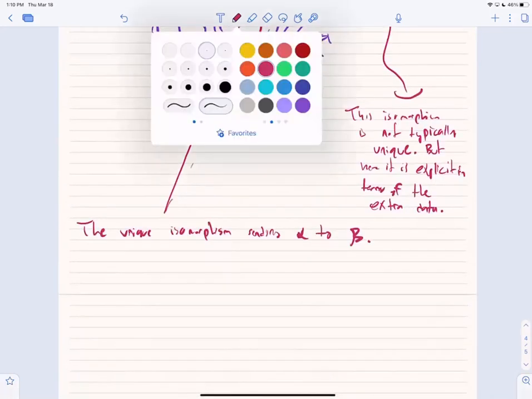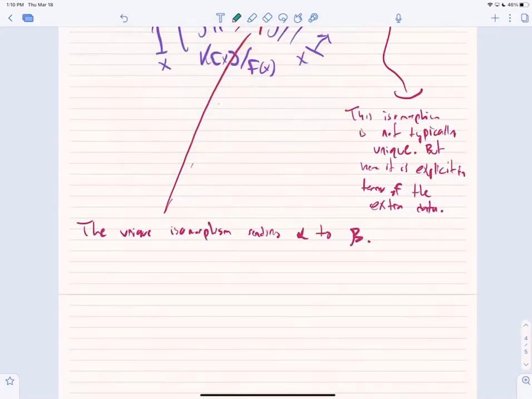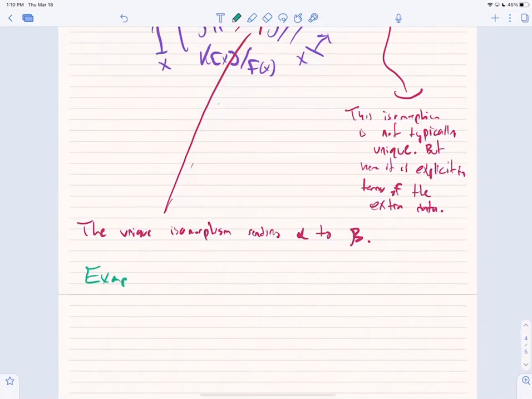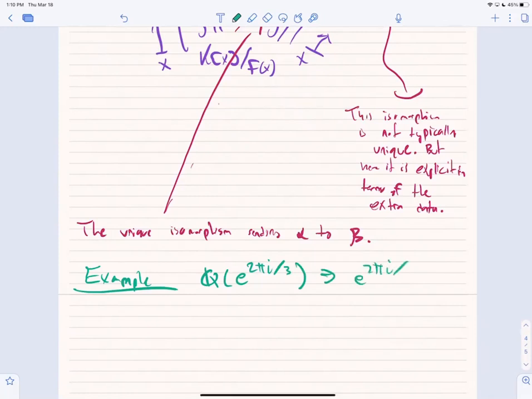So where could this go wrong? The issue is that the sub-extension generated by one root might have other roots in it too, just like we saw an example of this on your homework. For example, if I look at Q and add in e to the 2 pi i over 3, this also contains e to the minus 2 pi i over 3, which is just the inverse of this, but these are both roots of x squared plus x plus 1.